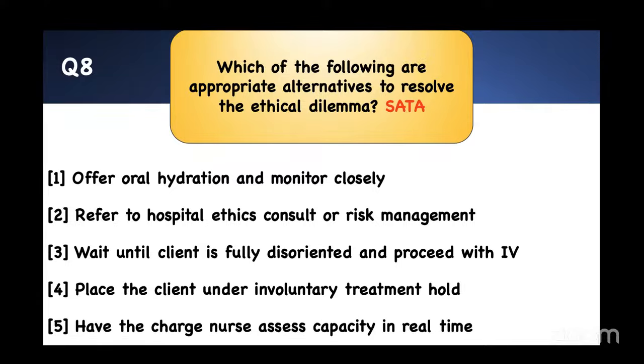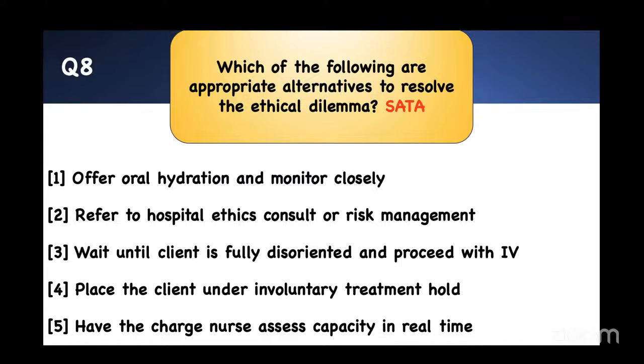Have the charge nurse assess capacity in real time. The nurse said, assess capacity. We saw capacity already. And whenever you see capacity, it's a good thing. Number 5 is a good thing because capacity changes with time. Therefore, 5 is a good thing. I will give the patient oral hydration. Hey, if you refuse IV, why don't you drink to hydrate yourself so that you don't get sick? That's a good thing, right? So refer to the hospital ethics consult or risk management. They may help you. They deal with this. That's good. You cannot wait until the patient is oriented.